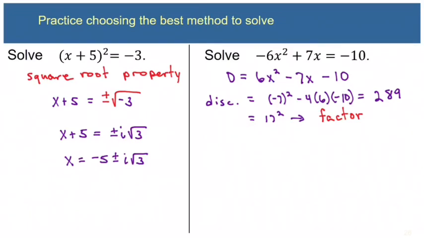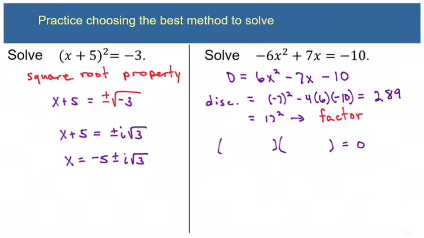Now, whether I actually want to factor or not is still up to me. And if you get into the factoring and you decide this is just not working out, it's taken me too long, then go ahead and cut your losses and jump to the formula. But like I said, the more you factor, the better you'll get at it. So let's give it a try.